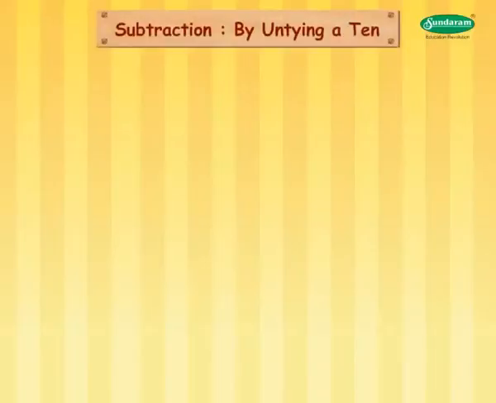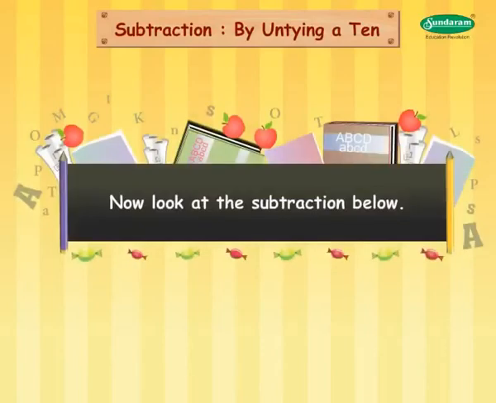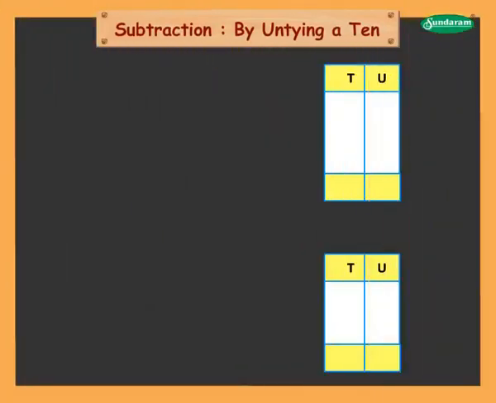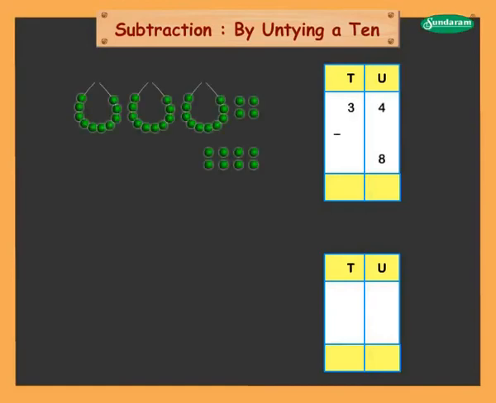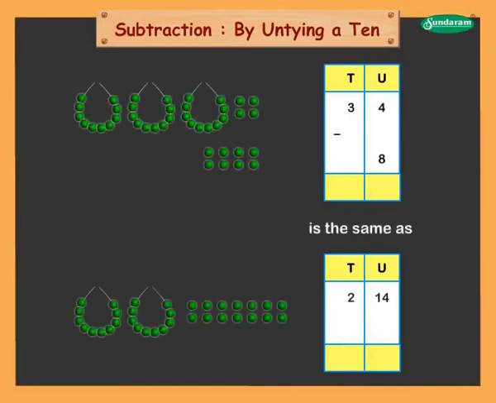Subtraction by untying a 10. Now look at the subtraction below. Tens, T. Units, U. 34 minus 8 is the same as 2 tens and 14 units minus 8 equals 26.